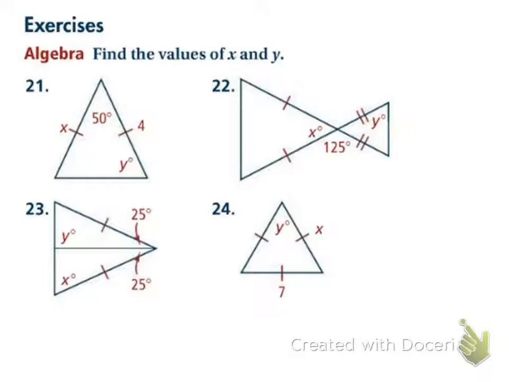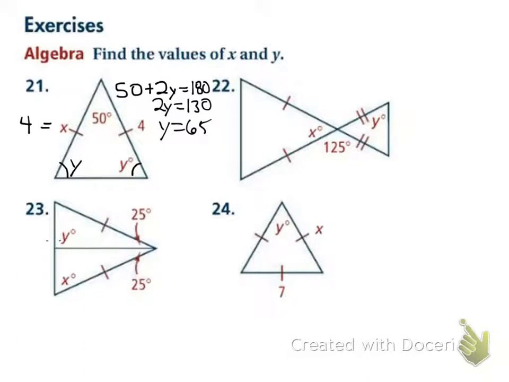For number 21, we need to find x and y. Now, since it is an isosceles triangle, I know that x will be 4. And now looking at the angles on the inside, since angle y is one of the two base angles, I know that they are congruent. I can say they're both y. So that's 50 plus 2 y's equals 180. That's 2y equals 130, so y equals 65.